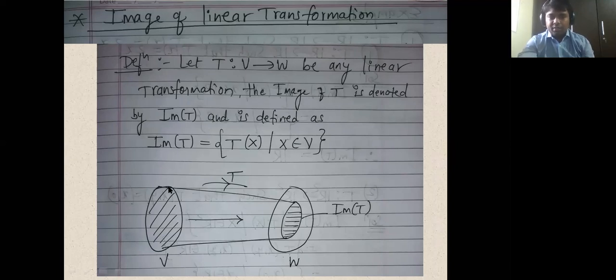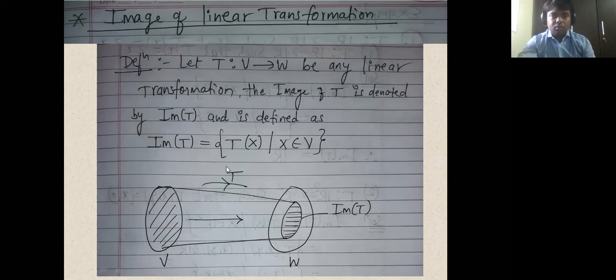Means what you can see in the diagram. So this is the domain space, this is the codomain space. Wherever all these vectors are getting mapped, that set is your image. So the image is lying inside the codomain, whereas the kernel was lying inside the domain. This is our definition of image. Image T is equal to T of X such that X belongs to V, the domain.